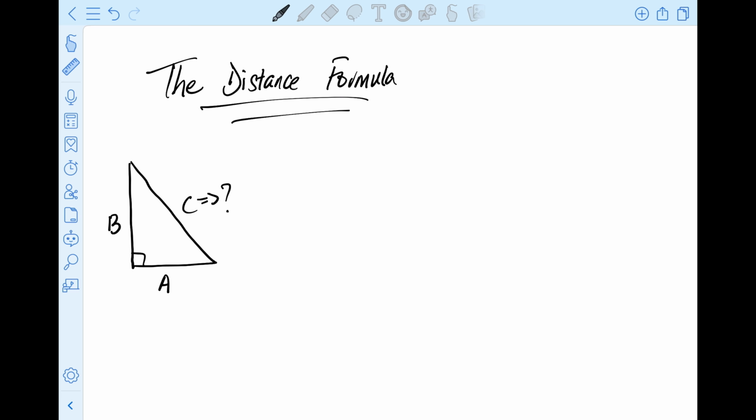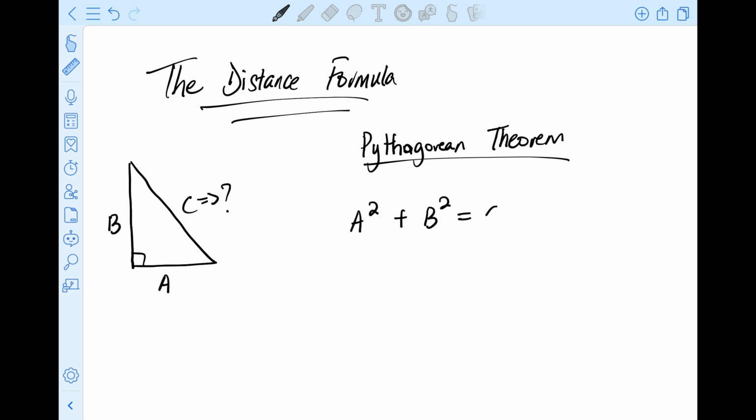how do I do that? Well, you would have known this. That's the Pythagorean theorem, and the Pythagorean theorem says a squared plus b squared is equal to c squared. That's how we find the hypotenuse.